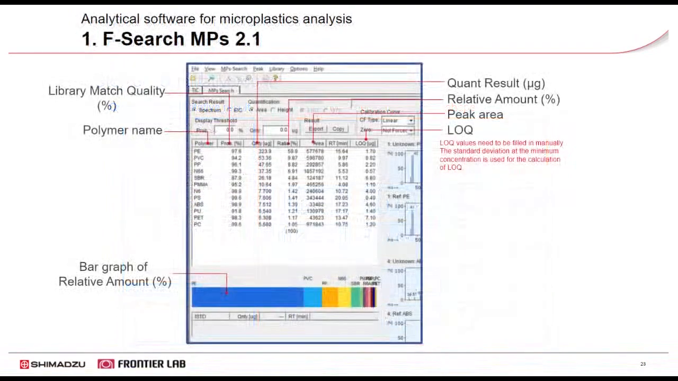Here is a closer view of the search result. You will get the match quality percentage for each polymer, the quantitative result in micrograms, the relative amount in percentage, and the peak area. Also, a bar graph of each polymer's relative percentage amount will be at the bottom of your search result.